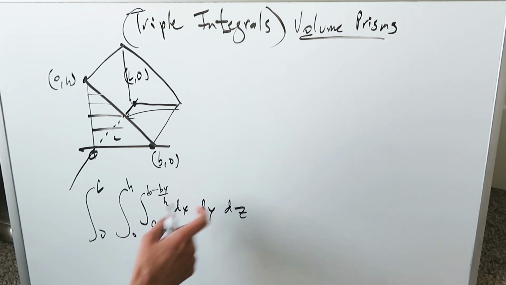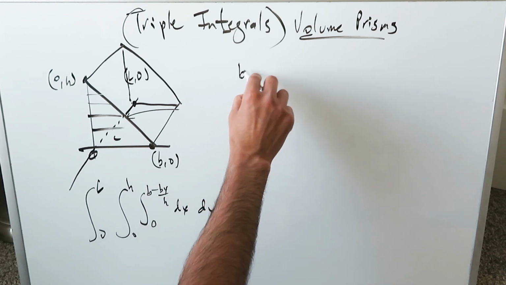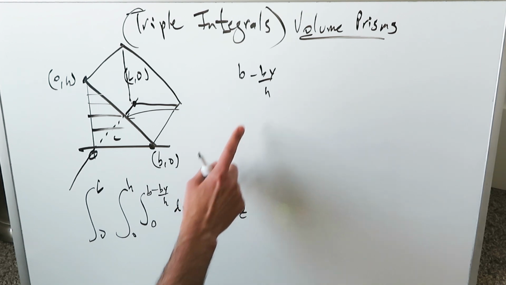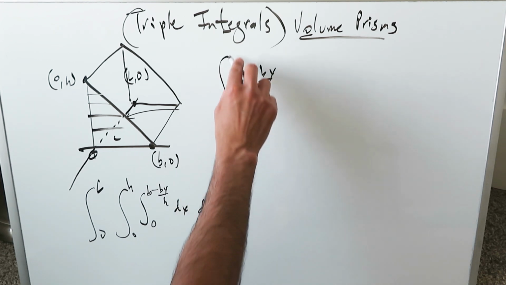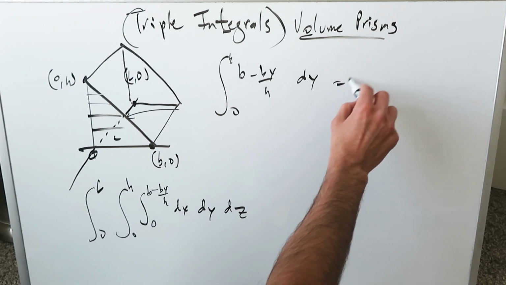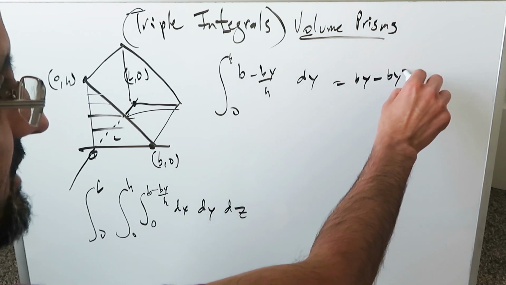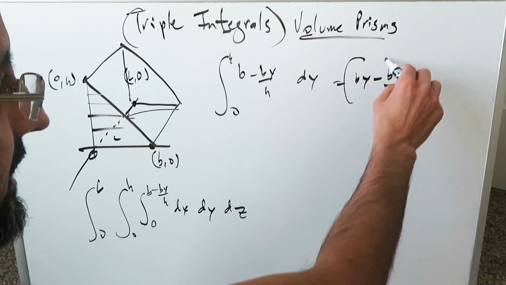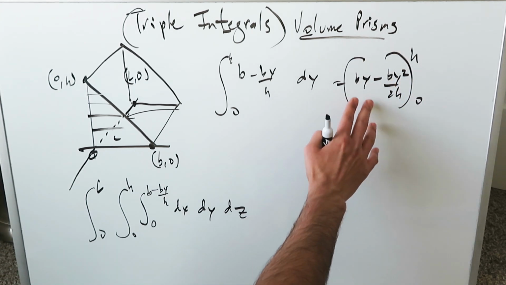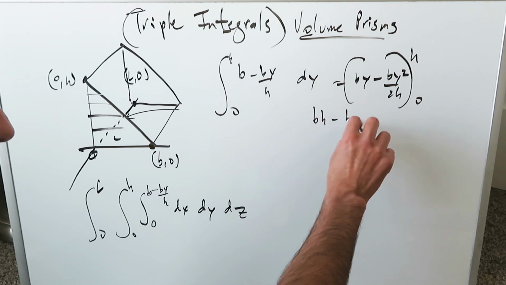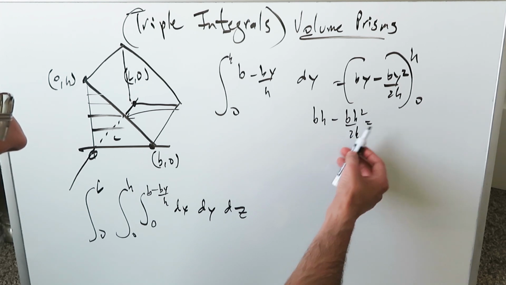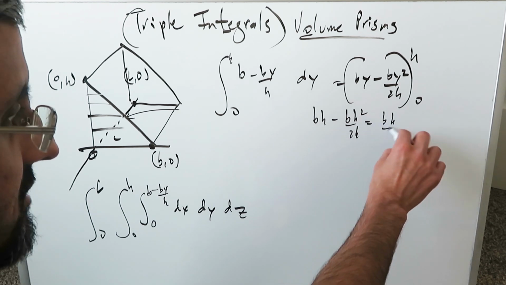You would integrate this. You'll have an x upper limit b minus by over h, lower limit 0. Well, that's irrelevant now because this has now become the integrand of your dy integral. You would integrate all of this. You would have by minus by squared over 2h. You know what you're going to get from here. When you do h and 0, you're going to get the triangle area formula. You will do bh minus bh squared over 2h. When you simplify all of this, you have bh minus bh over 2, which is bh over 2.